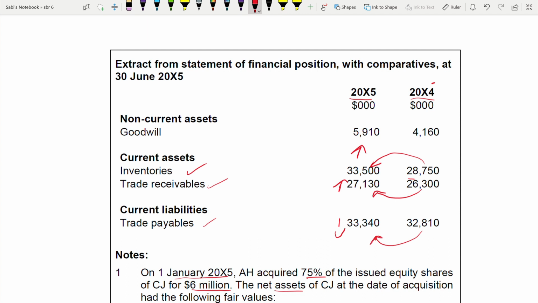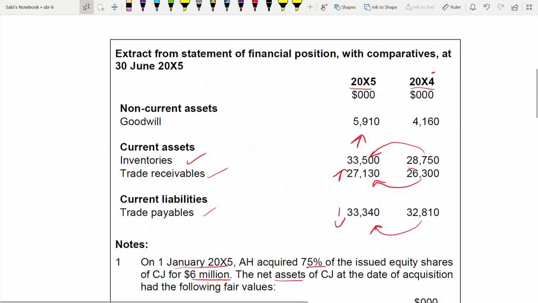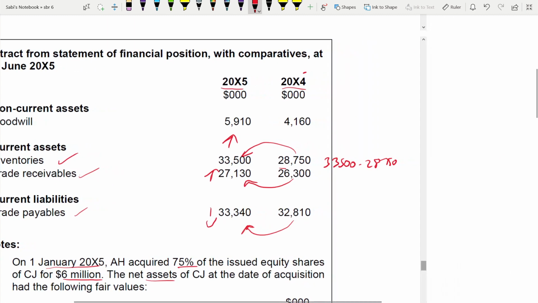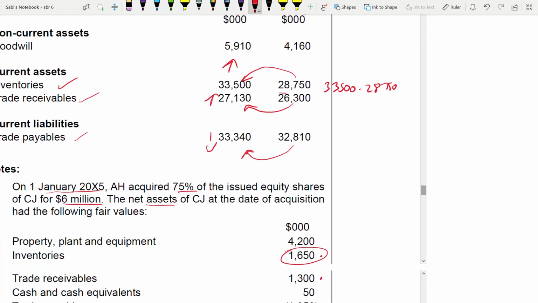Okay, but this is not it. We have some adjustments here: inventory, trade receivable. What we have to do? This is an acquisition. You have to think whether it's an acquisition or a disposal. So for inventory, find the difference between 33,500 minus 28,750. That is how much the increase in inventory is. After that, go here, 1,650, take this also and deduct it from here. It's an acquisition. So acquisition means you are buying that inventory. That inventory also comes in your control now.